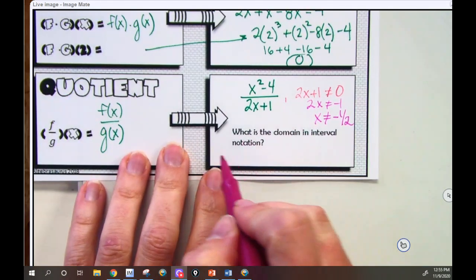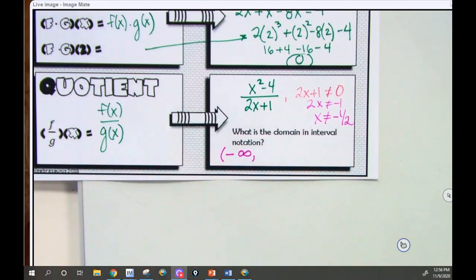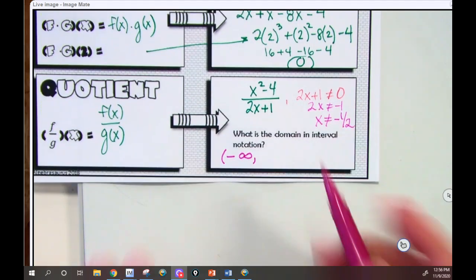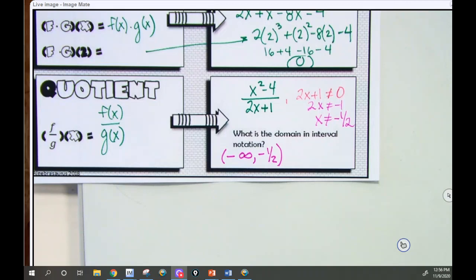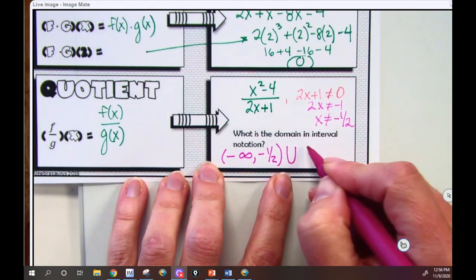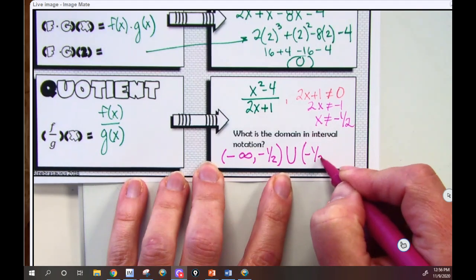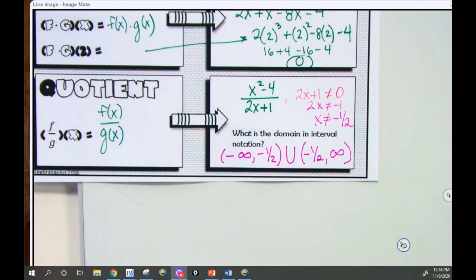So on our number line, we can go from negative infinity to what? Negative 1/2. And it can't equal negative 1/2, so we're going to jump right over it with that parenthesis. But then it could also go from negative 1/2 to where? You haven't done that for a minute. But did that refresh your memory? So that means all of the numbers but negative 1/2.